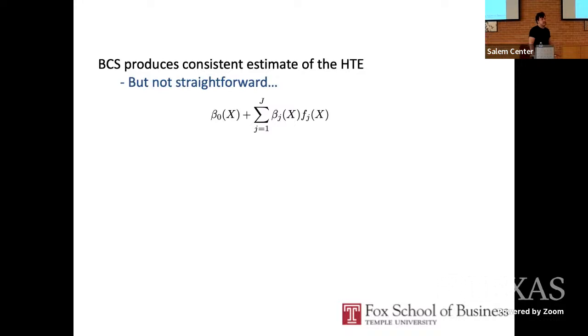Can I ask you, when you say you fit this in the Gaussian process, you fit like beta 0 of x and beta j of x and f j of x, or are you fitting it all in one go? Are you fitting 3 separate? Are you estimating each function separately? Together. Everything is fitted together.